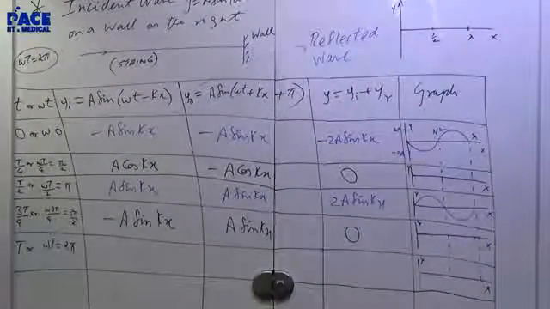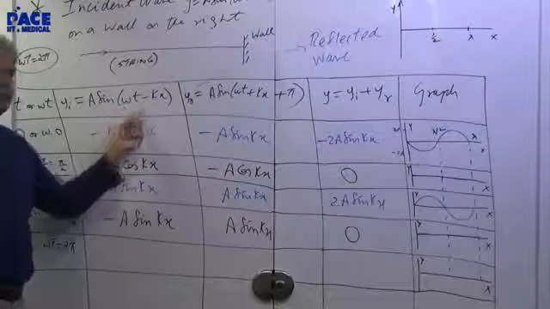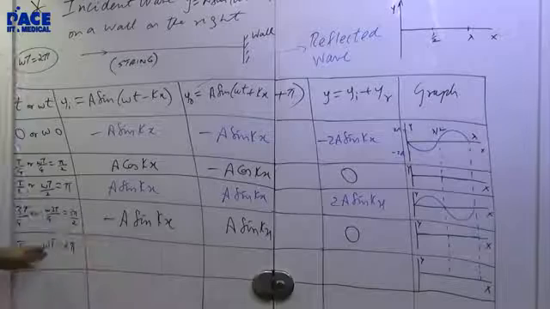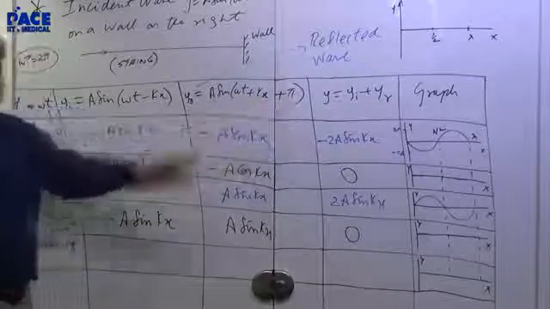And finally, omega t equal to 2 pi means it's a repetition. The whole string has gone through one cycle. So obviously, at time period T, it will be a copy paste of the first row, T equal to 0. That's why it's called a time period.